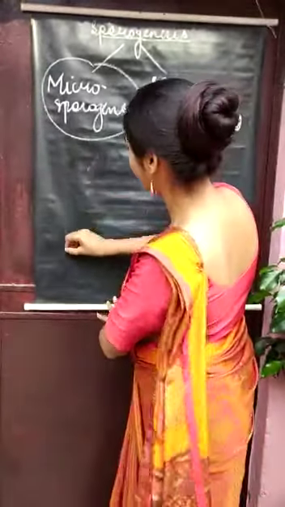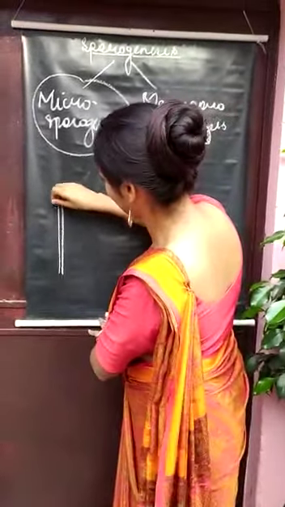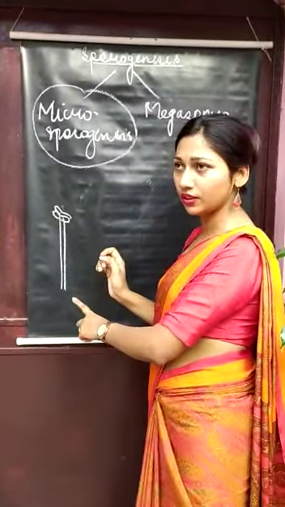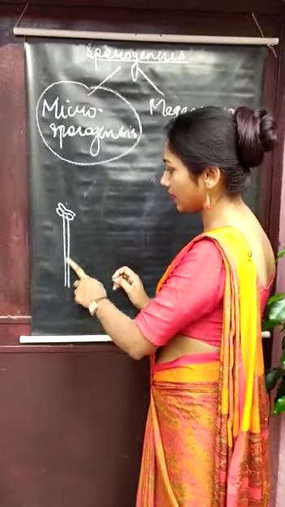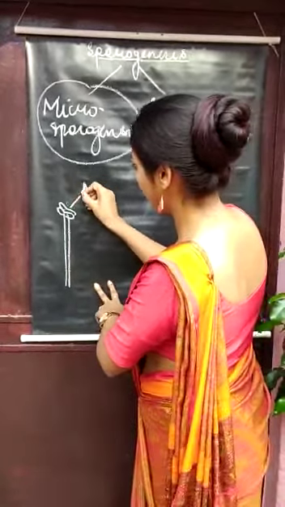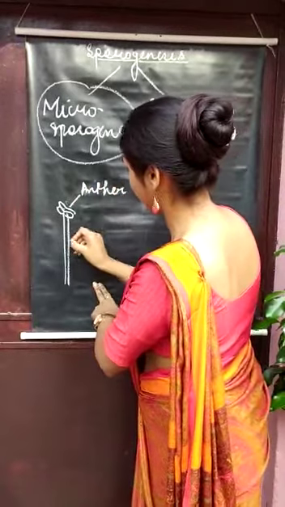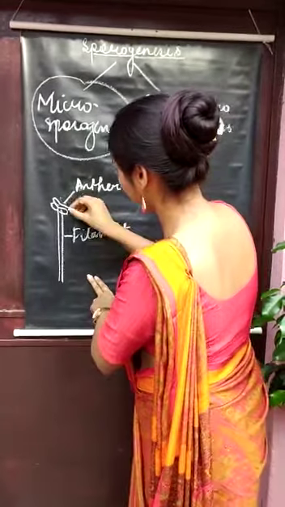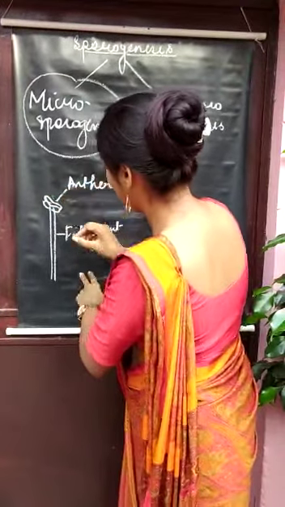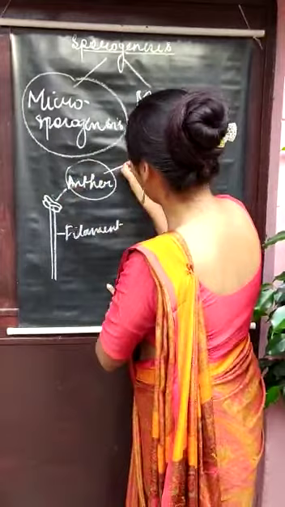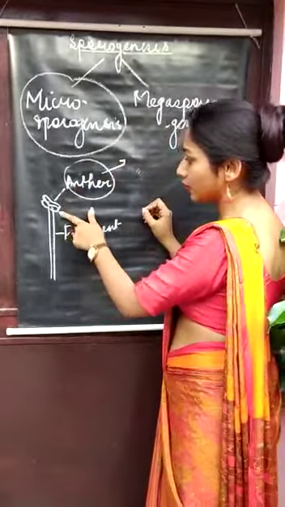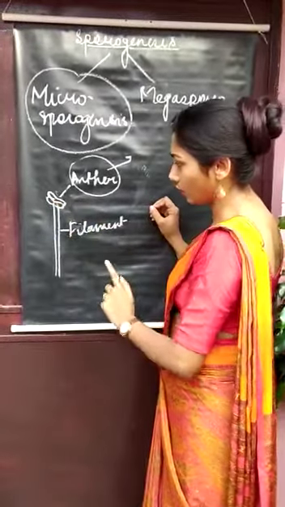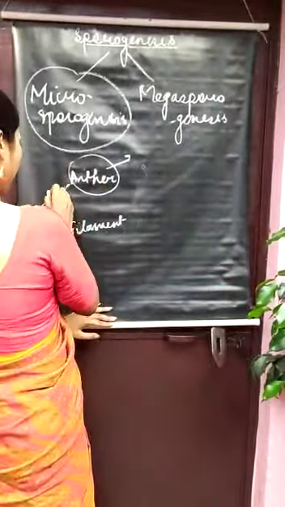So, before we go through the microsporogenesis process, I have to tell you about some terminologies of the androecium. Here I have drawn the typical structure of the androecium. The androecium contains two parts: the anther and the filament. The anther bears two thecas. This theca is also called a lobe, the first lobe and the second lobe.